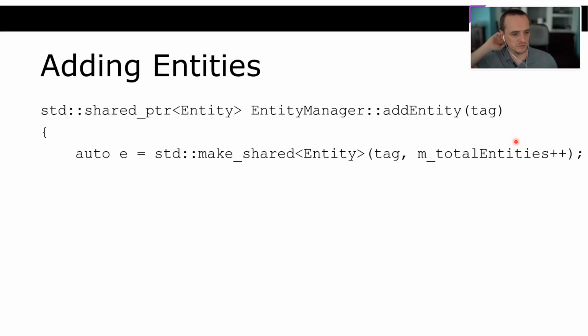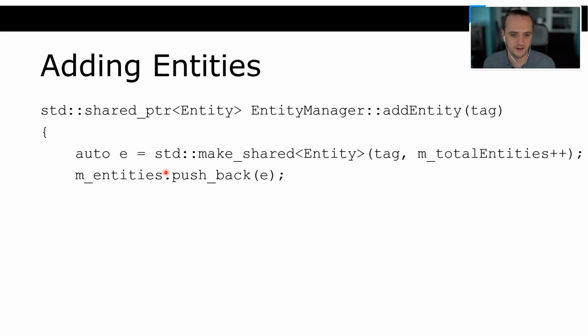And so remember how we said before that we want to have each entity having a unique integer identifier? Well, all we have to do is pass in m_totalEntities++. So what this will do is it passes in the total entities variable, and then the total entities variable gets post-incremented. So if our total entities was equal to 0, then this entity would get the ID of 0, and once that is created, the variable gets pushed up to 1. So the next time we create an entity, it will have an ID of 1.